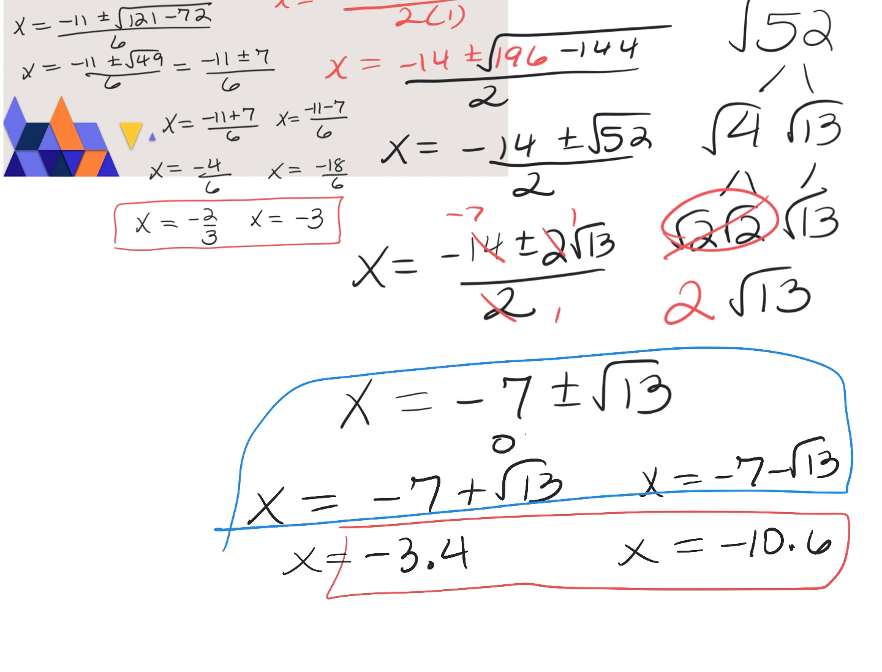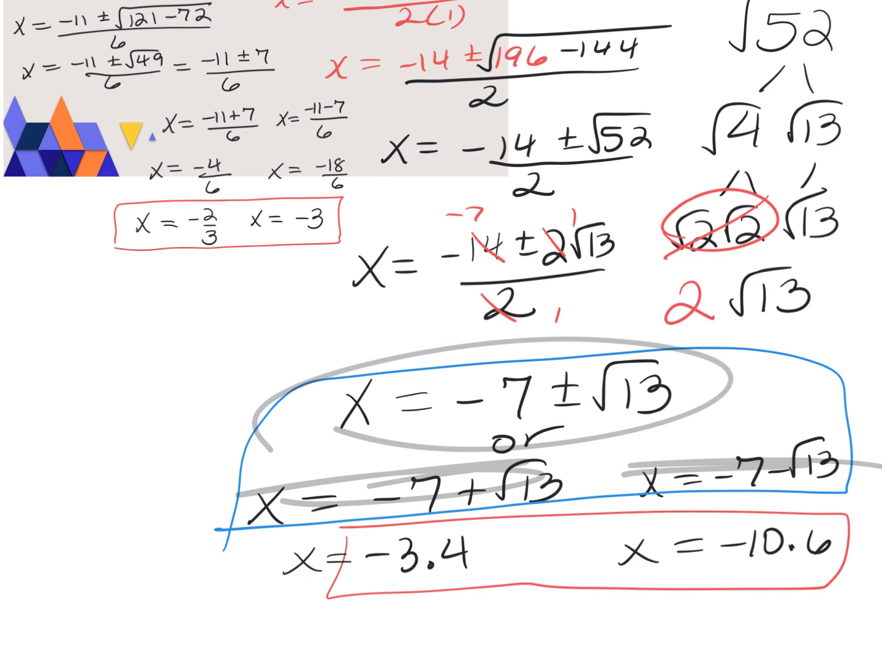You can do either or. So if you're going to split it apart without the plus minus, then you would have to give me this and this. But if you leave it with the plus minus, you can just write it like that.